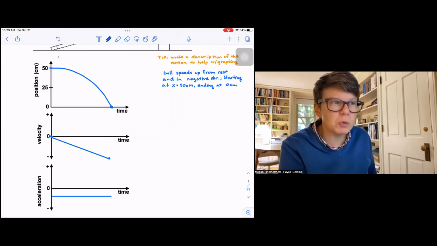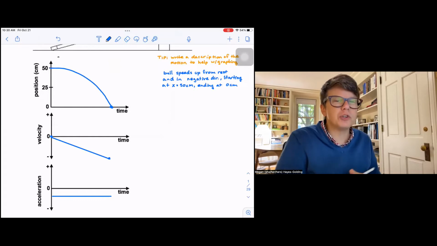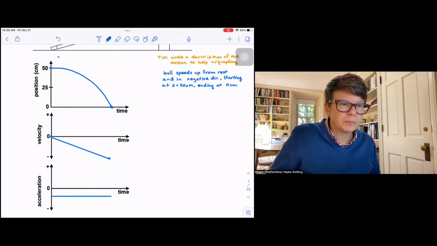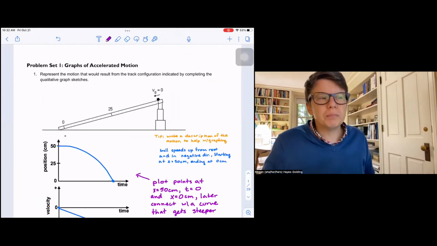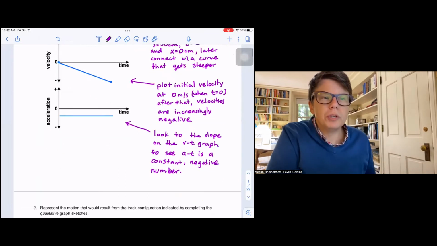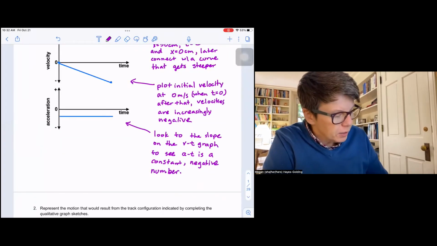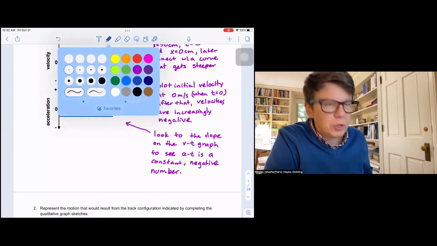Let's make a few notes on here so that way we can have them forever, and then I'll rejoin you on problem 2. And boom, there you go. Okay, so I've added some notes here to the 3 graphs in problem 1. Let's move on now to problem 2.